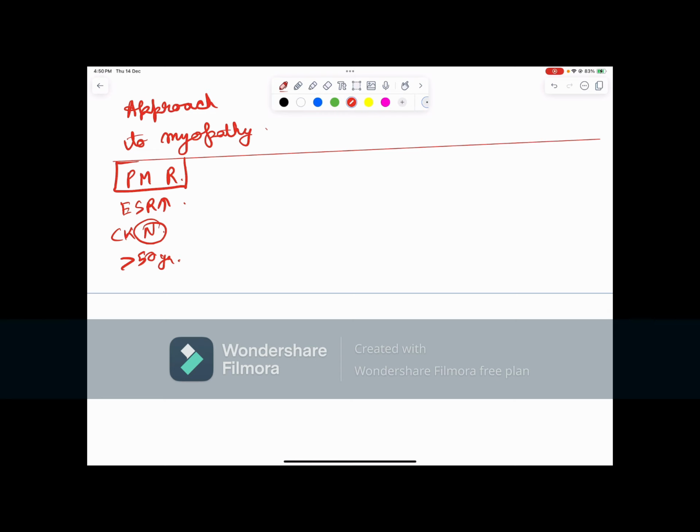Now what happens in inflammatory myopathy? Now inflammatory myopathy, as there is inflammation, so ESR would definitely be raised. Now for creatine kinase, inflammation will destroy the muscles also, so creatine kinase would also be raised. And then there is myopathy, so proximal pain and weakness will always be there.